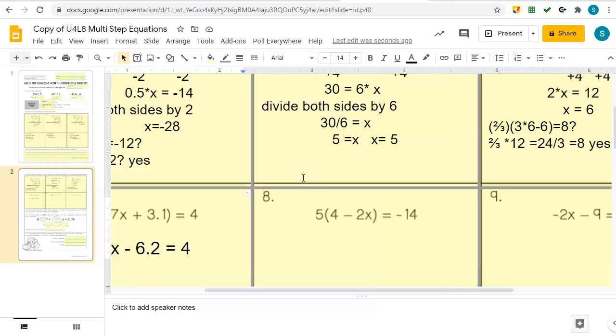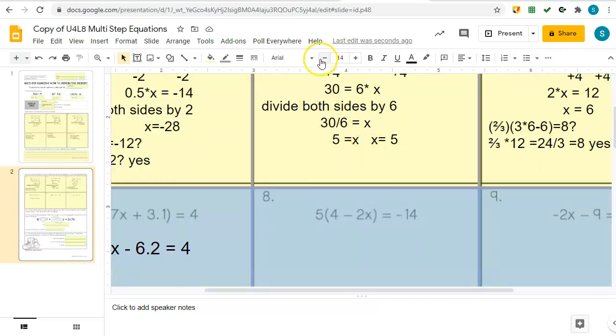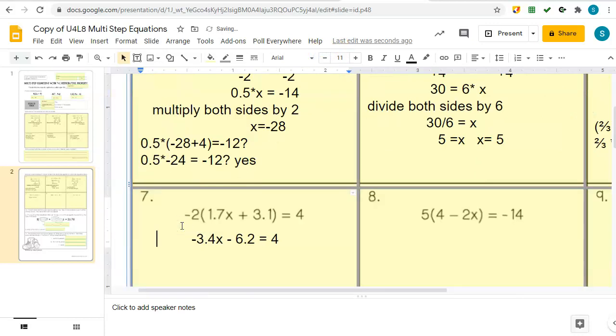And it looks like I'm still on that large text, so I want to switch my text size on all these down to 11. That's going to make it a little easier to get everything worked in. So already our problem is a lot simpler. How do we get rid of a subtracting 6.2? Well, we're going to add 6.2 to both sides.